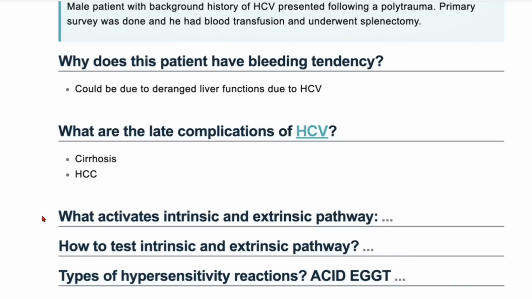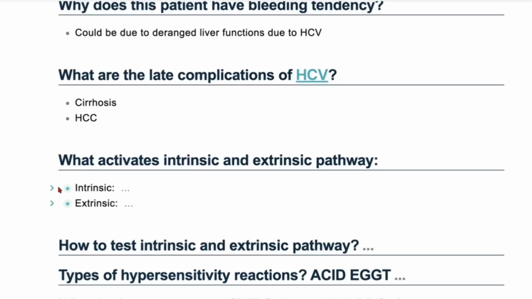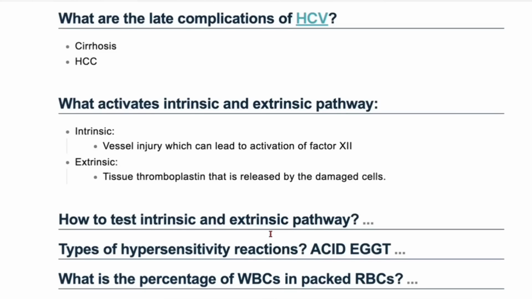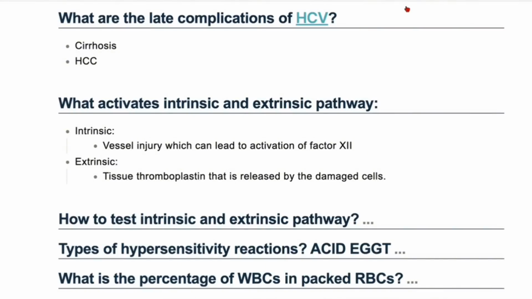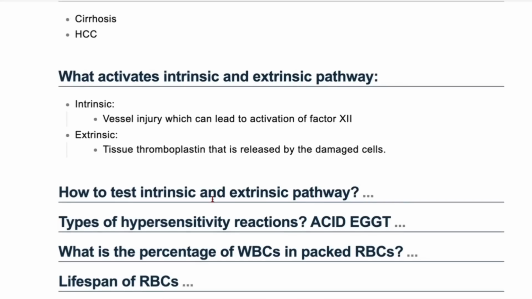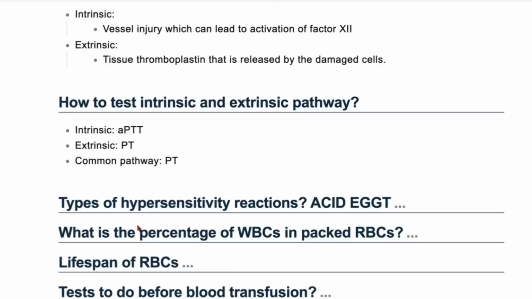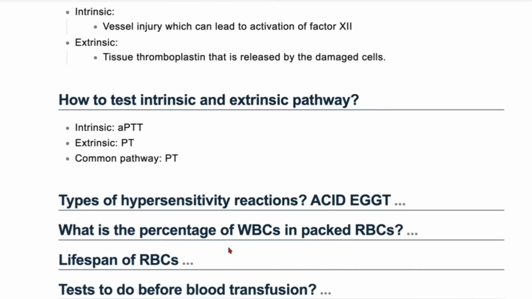Okay. And how to test the intrinsic and extrinsic pathway? So the intrinsic pathway we can measure by PT, which is activated partial thromboplastin time, and the extrinsic and common pathway is prothrombin time, PT. Good. And what are the types of hypersensitivity reactions?